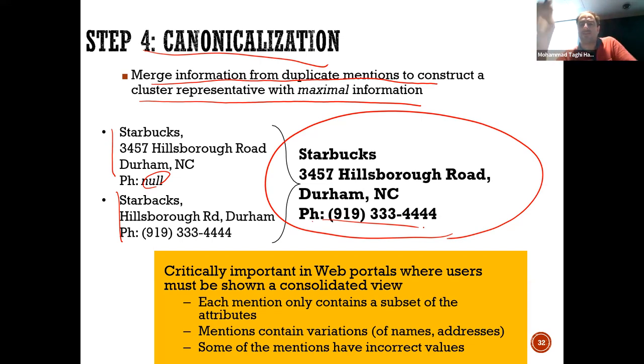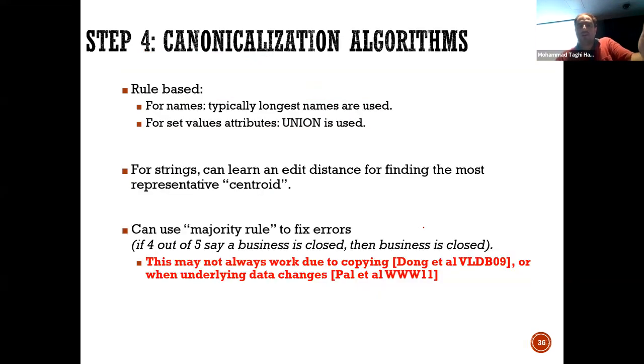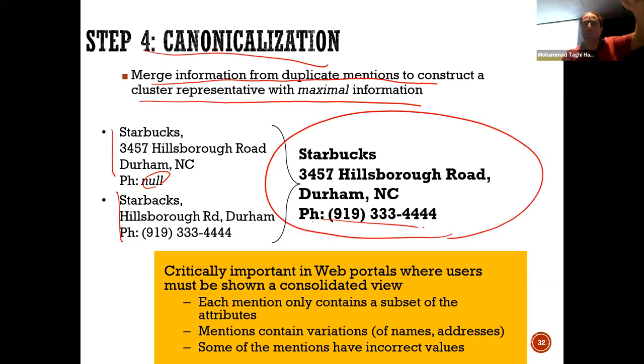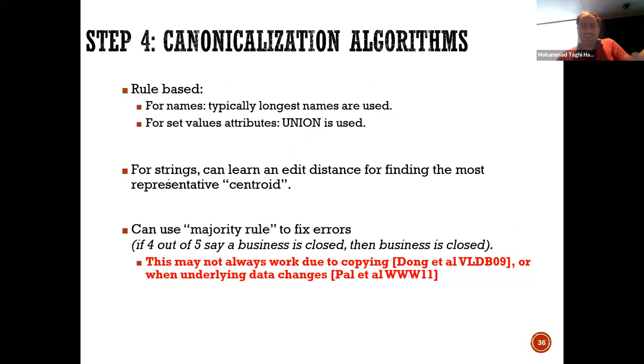There are some issues that you need to be careful about. For example, a phone number of one person might be incorrect. So these are some rules that you can apply. Even canonicalization is not trivial, as I mentioned. Maybe one of these users gives the wrong phone number. That happens a lot: you call someone, especially a bank or a business, and it does not work, because the number was there but is not active now. So even that is non-trivial. There are some rule-based approaches, for example. For names, typically the longest name is used. For set values, you take the union. Again, it's not necessarily correct, because some of these phone numbers might be wrong, but this is one way.